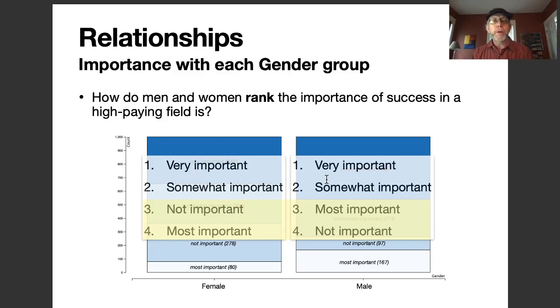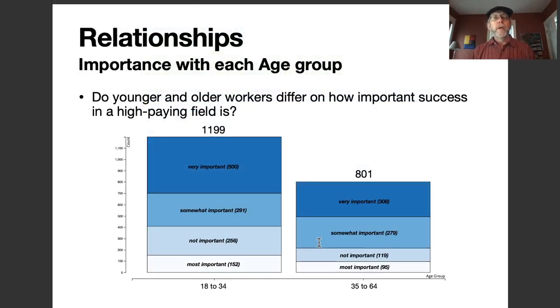The most common responses were the same among men and women. Second most common were also the same, but there's a difference in the third and fourth most common responses. Men and women sort of flip those categories. We could also look at a relationship between age group and importance. Do younger and older workers differ on how important success in a high-paying field is?